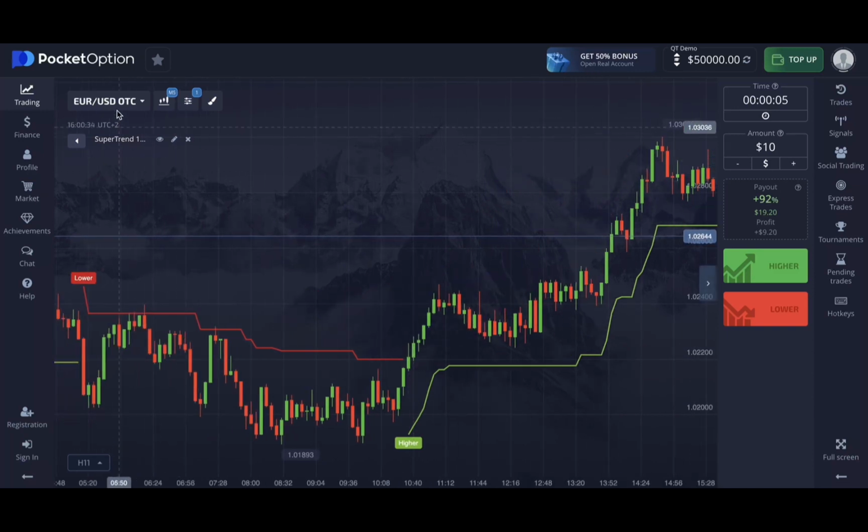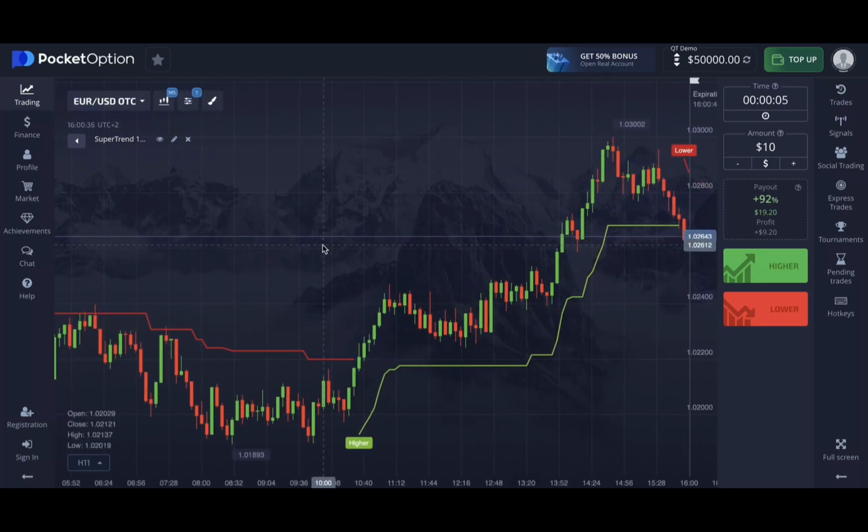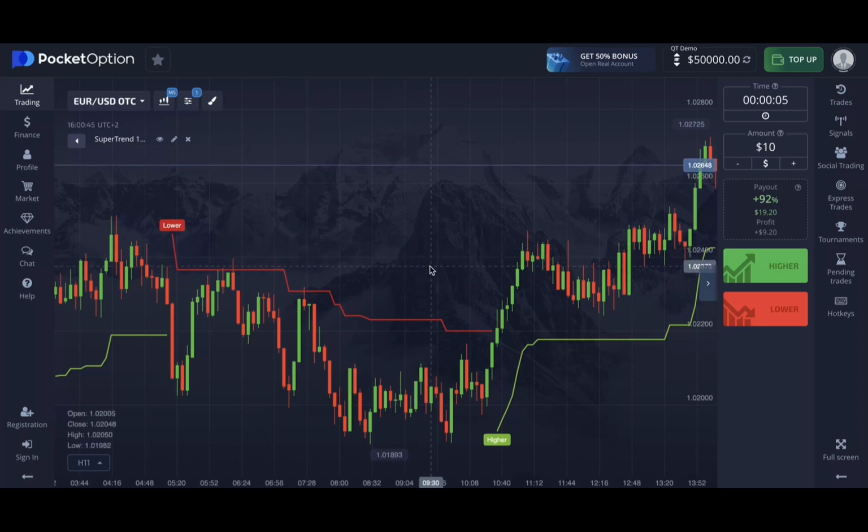As you can see, I'm on the euro dollar 5-minute chart, and the idea is to execute a trade whenever the Supertrend shifts. In this period the Supertrend was showing a bearish trend, and right at this candle's close the Supertrend has shown a bullish signal. Whenever the first candle of the bullish signal closes, we're going to execute a trade. So we're going to, of course, trade the higher binary option.